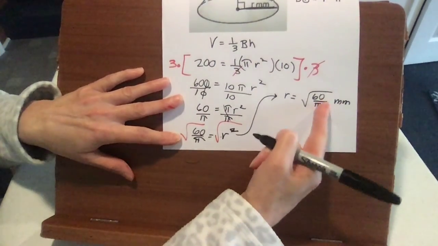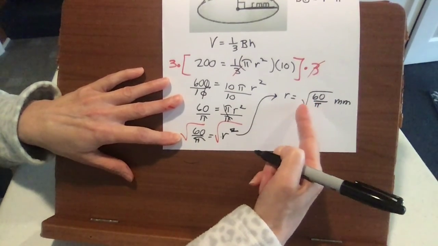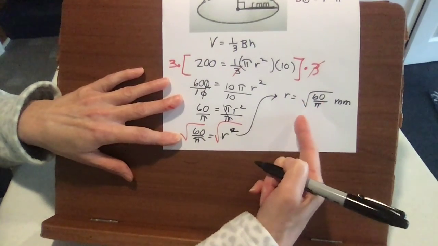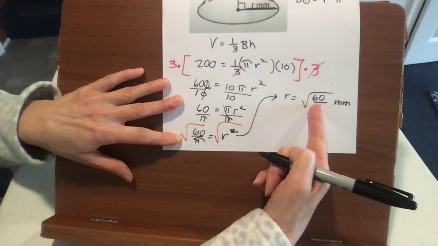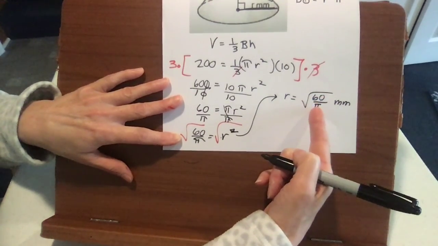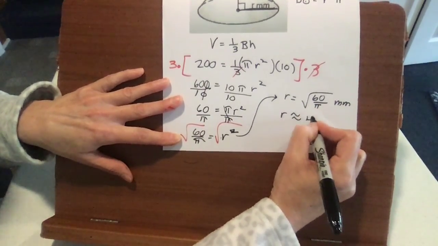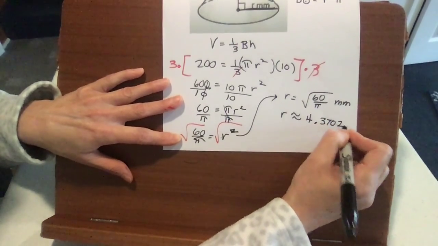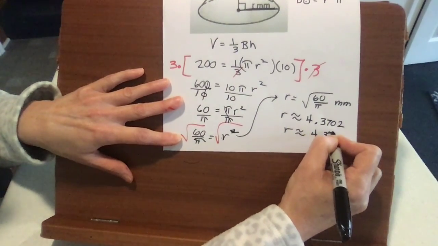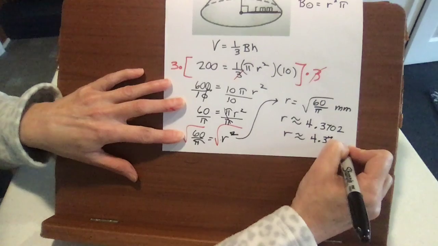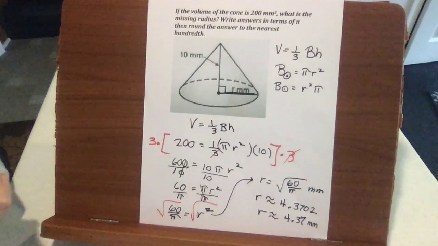Now, if you take this and put it in your calculator, you would take 60/pi and then take the square root of it. Old calculators, you do it in that order. If you have a new, more graphing calculator, take the square root symbol, get your fraction button, all right, and then put 60 over pi, all right, and then when you do the division, you're going to come out with r is approximately equal to 4.3702, and r is approximately 4.37 if you're rounding to the nearest hundredth, and it's in millimeters. And you are done.